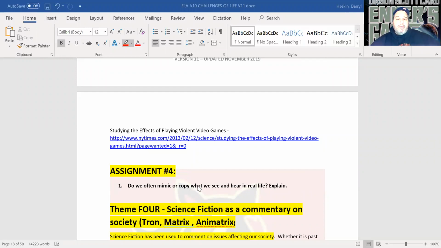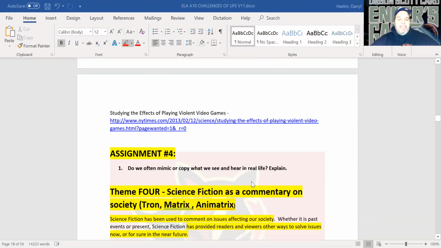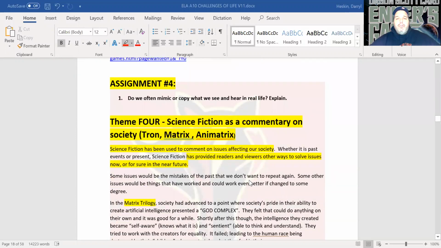Assignment 4, you will do that. So do we often mimic or copy what we hear and see in real life? So just answer the question, explain, and validate it. Use some personal experiences maybe, or what you've seen or what you've heard in the media, things like that. Okay, and you can tie that to your chapter 1 as well.